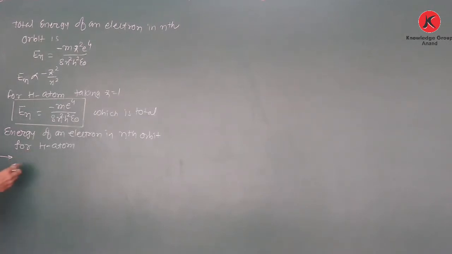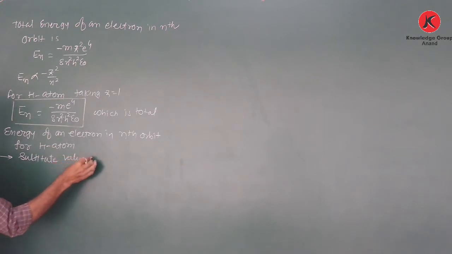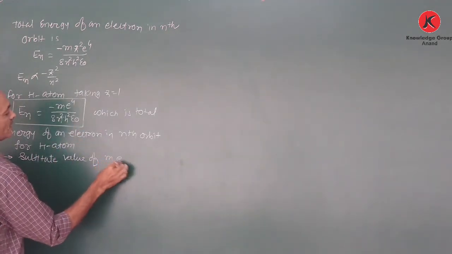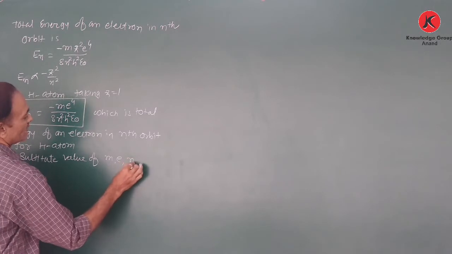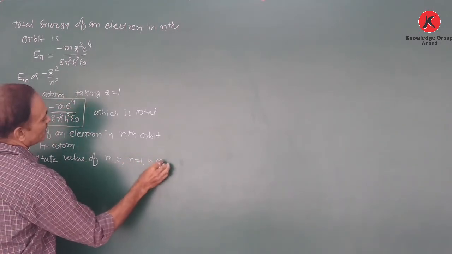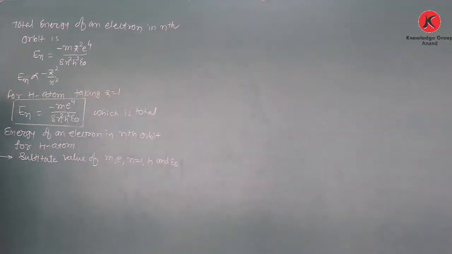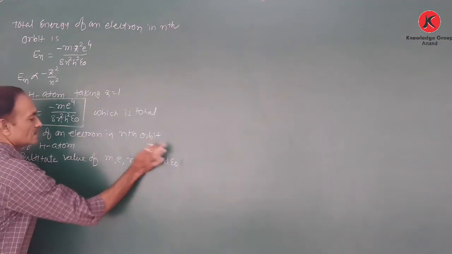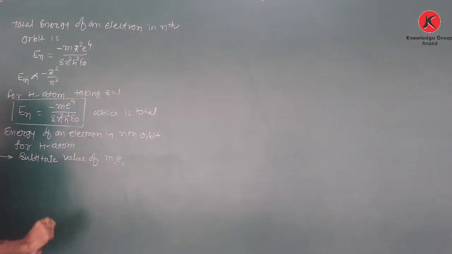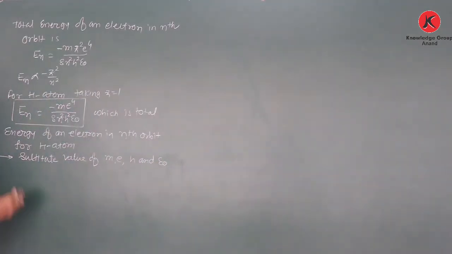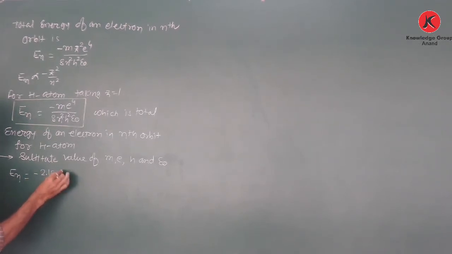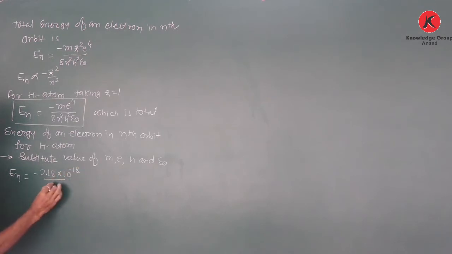Okay. Now substitute the values of m, e, h and epsilon 0. Right? Last, we substitute n is equal to 1. Therefore, m, e, h and epsilon 0. Therefore, the energy in orbit En is equal to minus 2.18 into 10 to the minus 18 upon n square in joule.